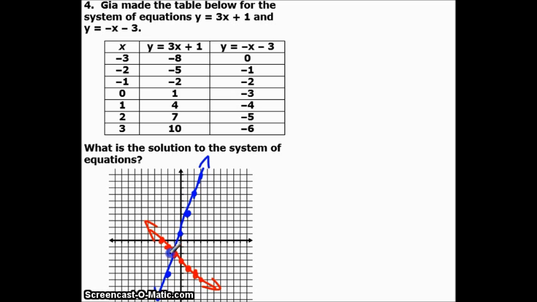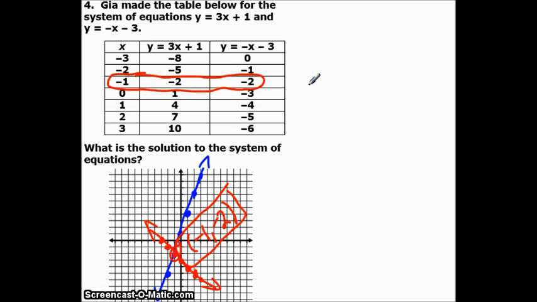So it appears that right here is our point of intersection, which is negative 1, negative 2. It is also on the table right here, negative 1, negative 2. See how the two y columns are the same?